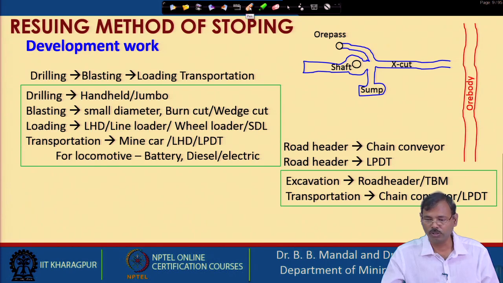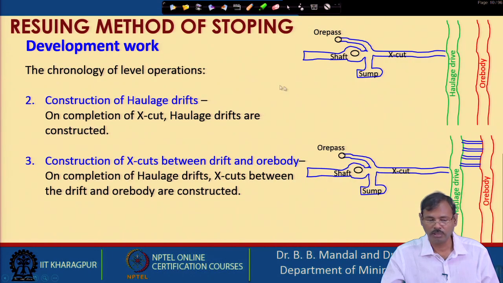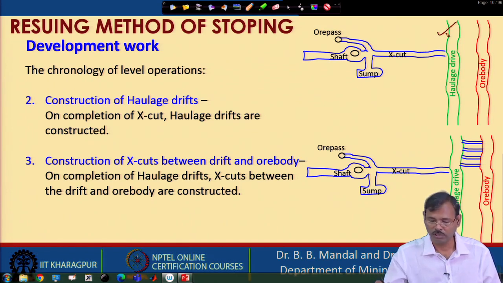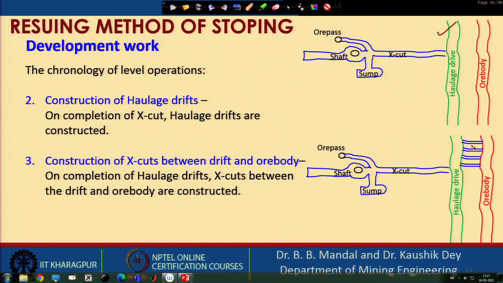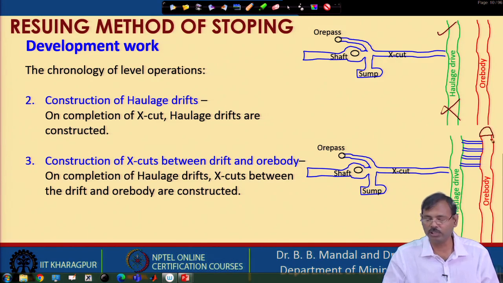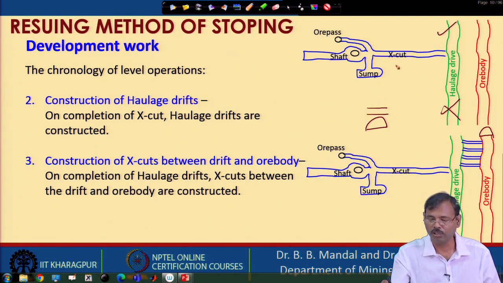Then we go for excavation of the cross cut, and then we go for construction of the haulage drifts, and then cross cuts between the drifts and the ore body. Often we do not go for construction of the drift; we directly construct the drive in the ore body itself. Then from the ore body we keep a sill pillar, and then we directly enter into the stope.